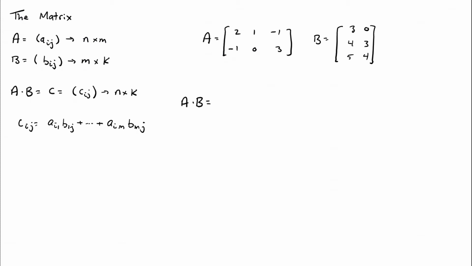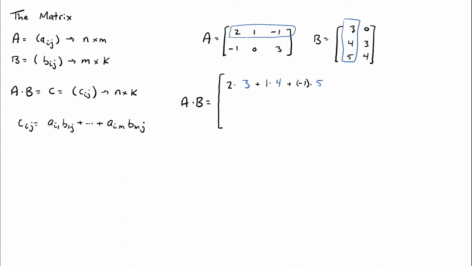Compute A times B. It's essentially row times column in a way. Take the first row of A and the first column of B. This will be the 1, 1 entry of C, or the upper left. Multiply the corresponding entries and add. I've written it very explicitly. Make sure you see where things are coming from.